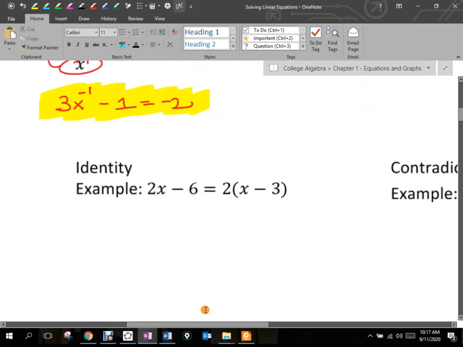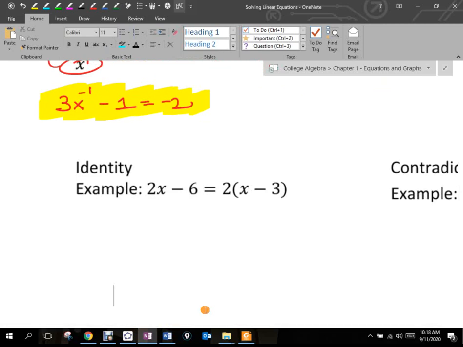All right, so those are what conditional statements are. Conditional statements for linear equations, you're going to have one solution. Your y values are identical, or the left side and the right side are identical, on the condition that you use that specific x value, right? You get one solution.